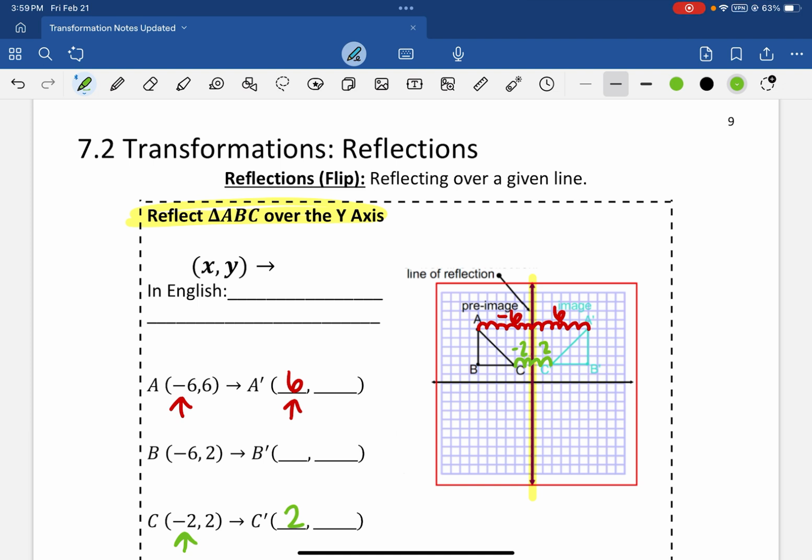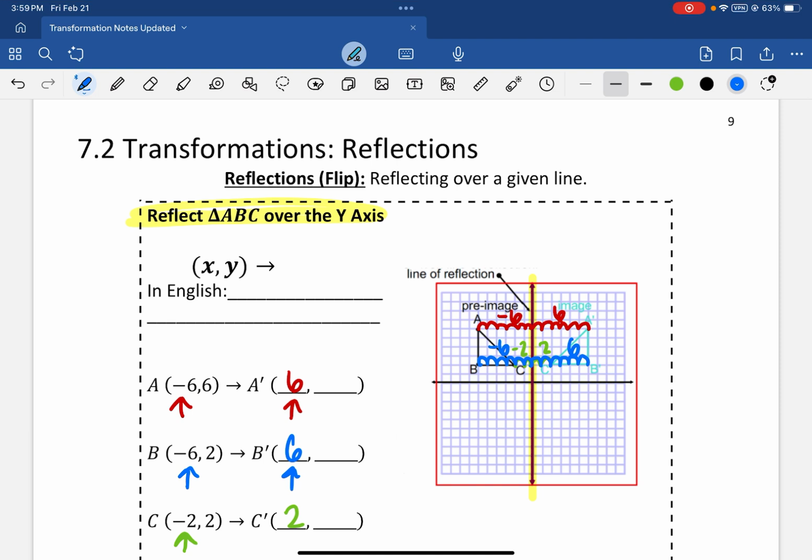Now, let's look at our B. So B is 1, 2, 3, 4, 5, 6 negative 6 away from my line, and B prime is 1, 2, 3, 4, 5, 6 positive 6 away from my line of reflection. So you can see here, in B, it is negative 6. So that means that B prime, my x is going to be positive 6. So you just have to see how far away the distance is in these scenarios.